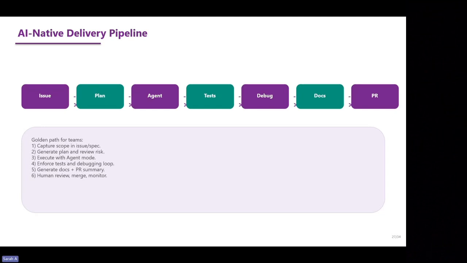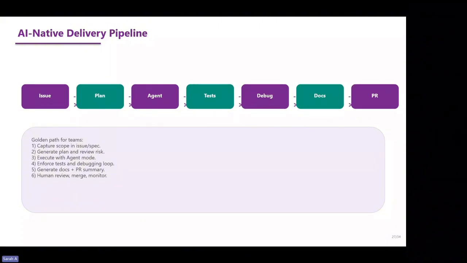So step 1 is issue. Before anybody writes the code, you capture what needs to be done. This could be either a bug report if the app is already working before there's a bug, it can be a new feature request, right? Or it can even be creating a new application from scratch, right?